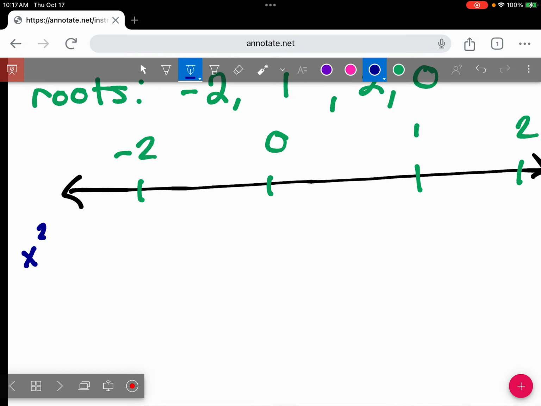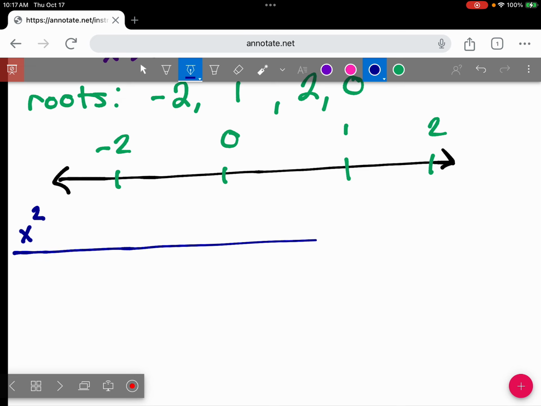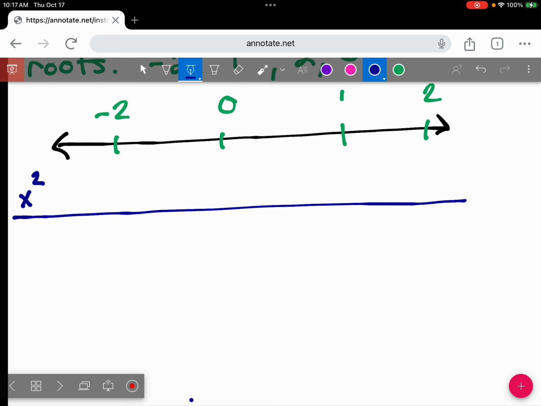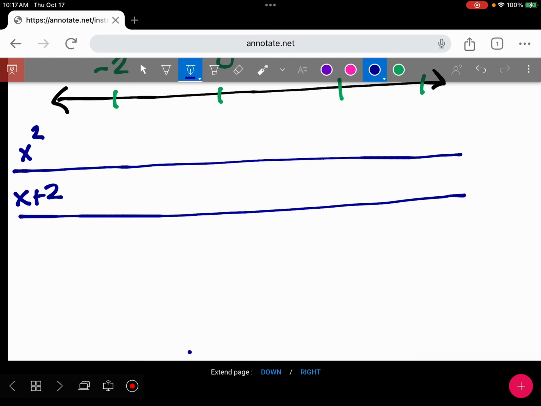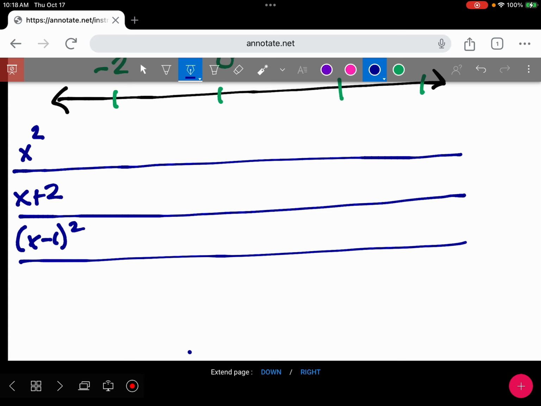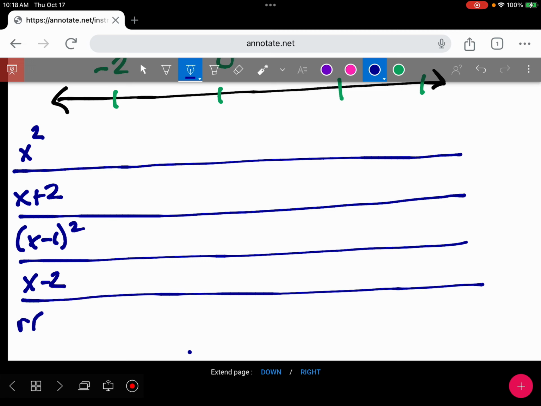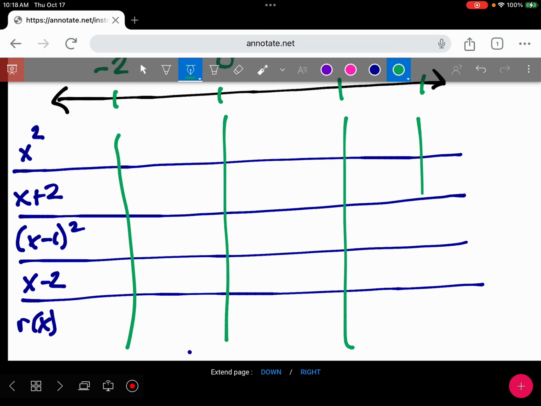We've got our x squared, which I'm going to just leave as x squared. You could separate out and do x and x, but I'm going to put it as x squared. We're going to have our x plus 2. Again, I'm going to take my x minus 1 squared and my x minus 2. And then we'll have r of x. Oof. I did not give myself very much space down there.